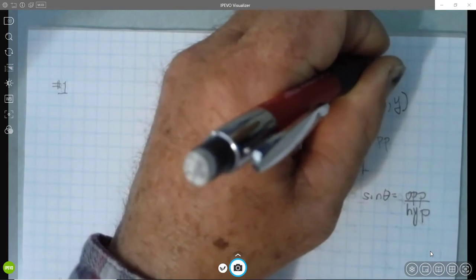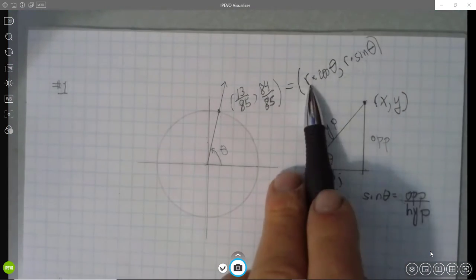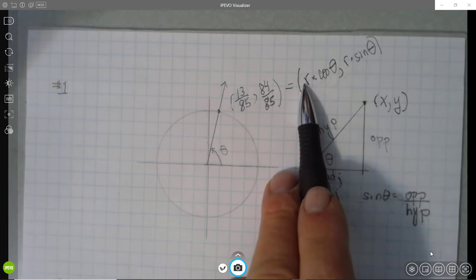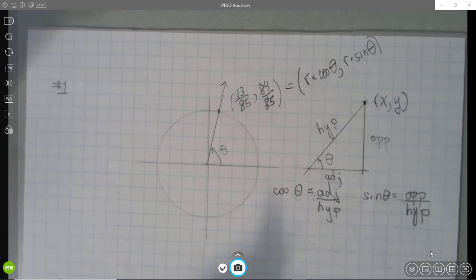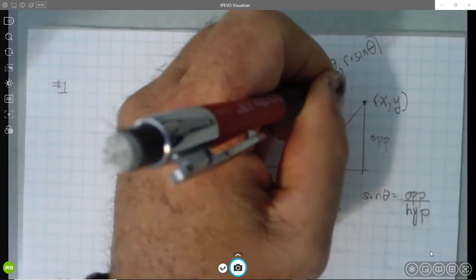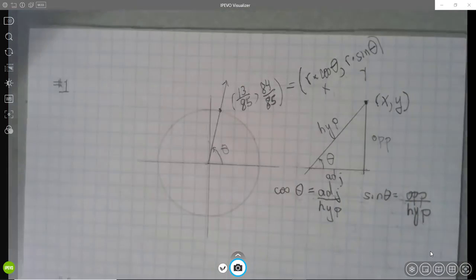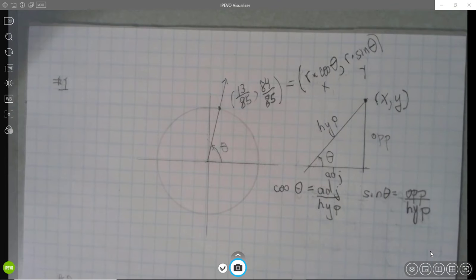That's always true, but of course it simplifies. If you have a unit circle, then r is just 1, so this becomes cosine of theta and sine of theta for the x and y coordinates respectively. So this is the x and this is the y. Now, why is that true?